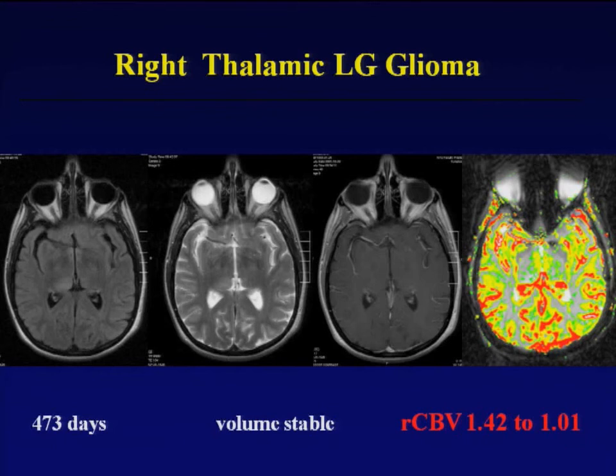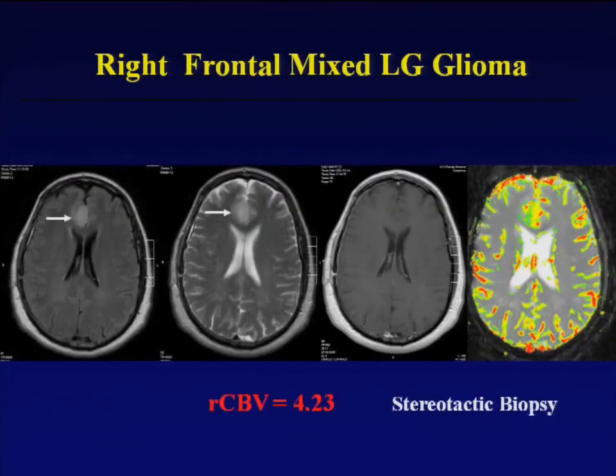Look at this case now. Quite similar. In the frontal region, FLAIR, T2, no enhancement. No evidence of enhancement. But look at this perfusion, 4.23. Very increased. Only by perfusion we have prognosis of the tumor.